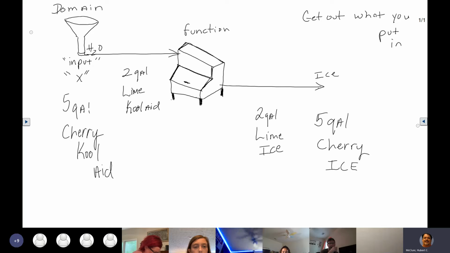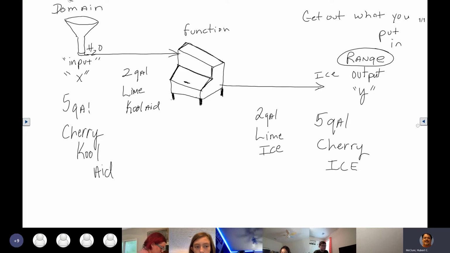Now somebody give me a mathematical term for the output. Y. Good job. And somebody give me the term for all the Y's that this function will spit out. Range. Good job. And you have just been explained the domain and range of a function.